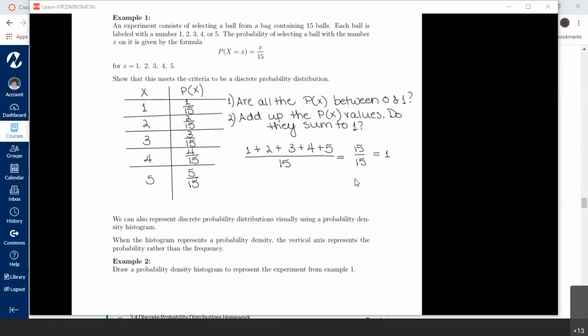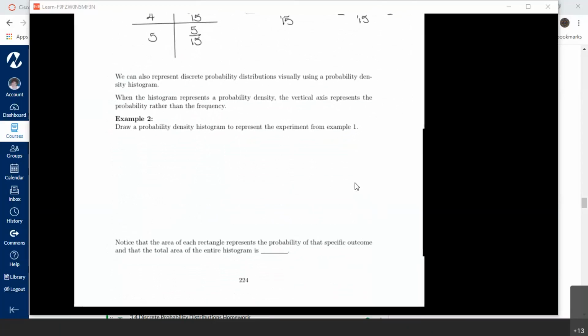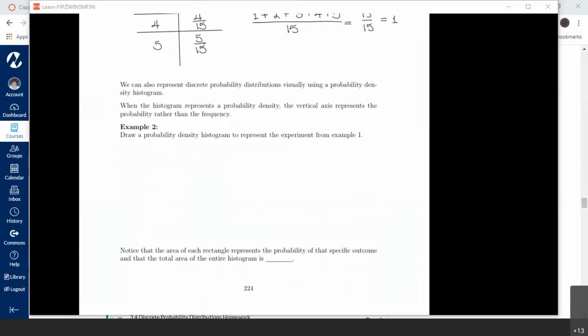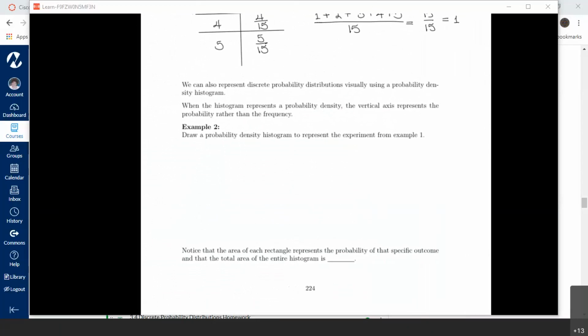All right? So again, another way to represent such a probability distribution is a histogram. Okay? So remember, usually with a histogram, your vertical axis is frequency. Here it's going to be probability. So over here I've got probability P of X, and down here I have my X values. My highest P of X here is 5.